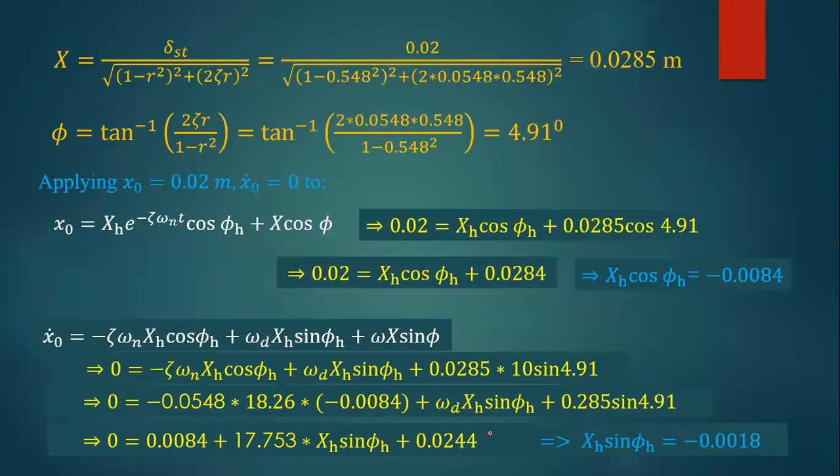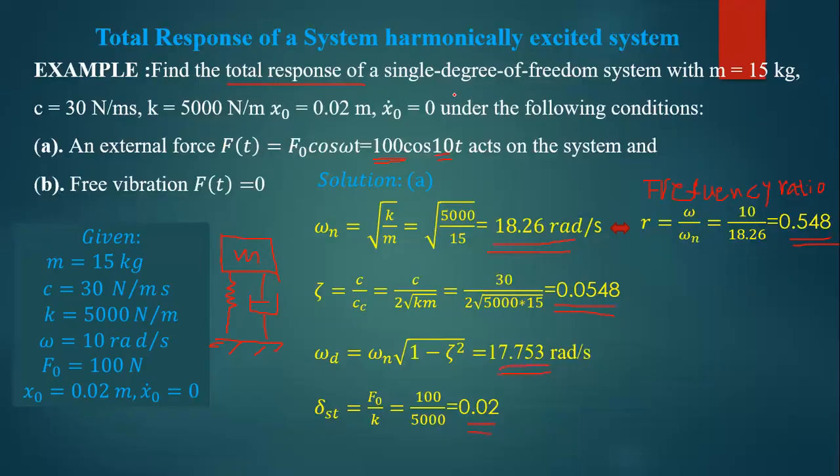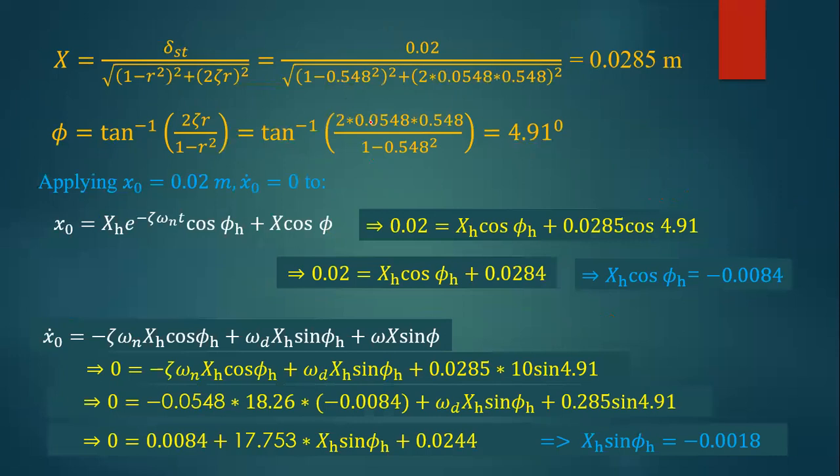So X is equal to delta ST over radical of 1 minus r square, the whole square, plus 2 zeta r, the whole square. So this is already found, given actually, 0.02 meter. Okay, r is obtained, zeta is also there. So we calculate this value and finally we get the response. No, this is the steady state amplitude of the vibration.